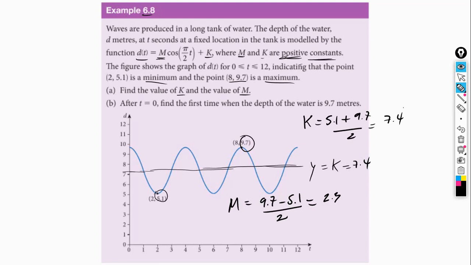For part B, it says after t equals 0, find the first time when the depth of the water is 9.7 meters. So this is very easy to find, because notice that the first time the depth of the water is 9.7 meters has to be here. And then we know that the second time is over here for 8. So that means that there's a period of 4 for this function. So that means that after 4 seconds, we would have had the depth at 9.7 meters. So the answer is going to be, for part B, t equals 4.